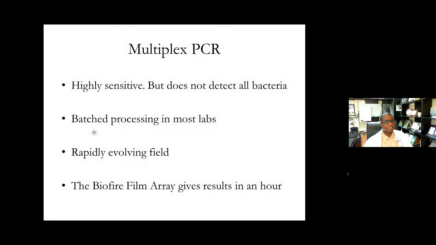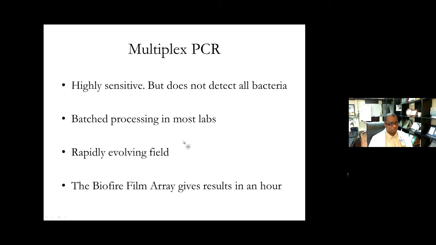In other words, if a single patient comes in, you cannot do a multiplex on that. You can do it, but it's not cost effective for the lab to do it on a single patient. And for busy places, this is not an issue, but for smaller facilities, batch processing is the way they go about it. Now, I mention this because the results may not be immediately available.